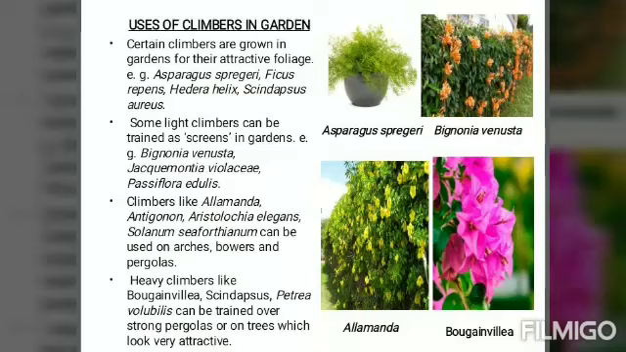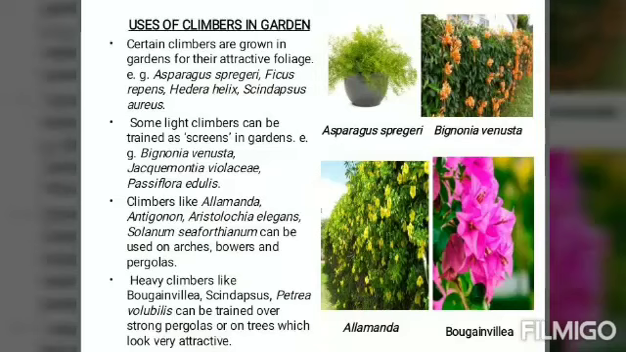Okay, you can see here, for example, Bignonia venosta. It is even called trumpet flower, because its structure is like a trumpet. You can check on the net also, you can find it if you want to see it more clearly. So its botanical name is Bignonia venosta, and it can form a screen, and you can use it near your gates and all, so it forms a more beautiful view.